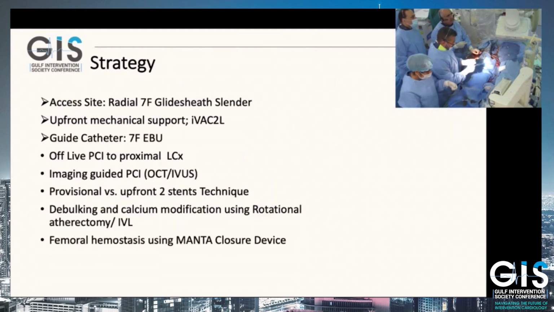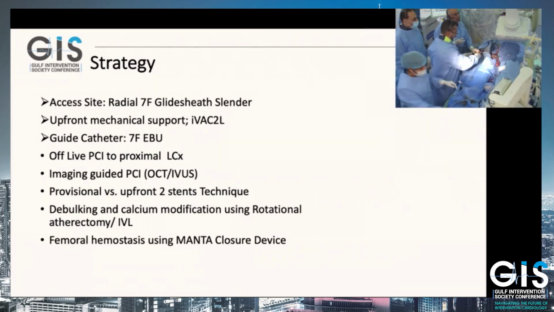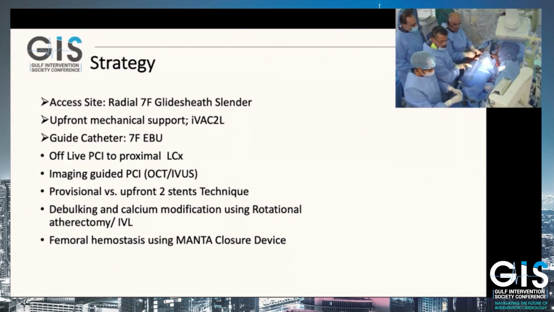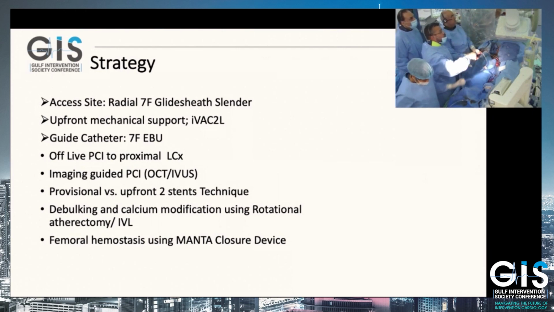And I need another DCB balloon, please. For the procedure, we aim to go through the radial artery, the right radial artery, 7 French, glide sheath slender. And we also used a mechanical support up front, which is IVAC 2 liters.